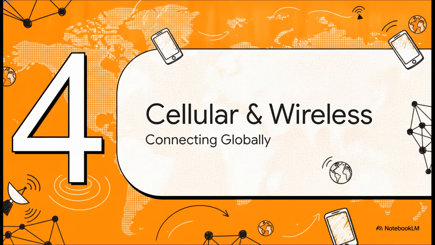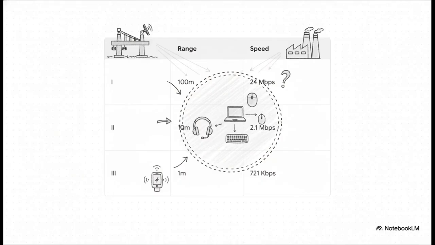Section 4. Cellular and wireless networks. In today's decentralized world, you have to support employees wherever they roam globally. When the exam tests you on Bluetooth standards, you're almost certainly going to get a question on ranges.